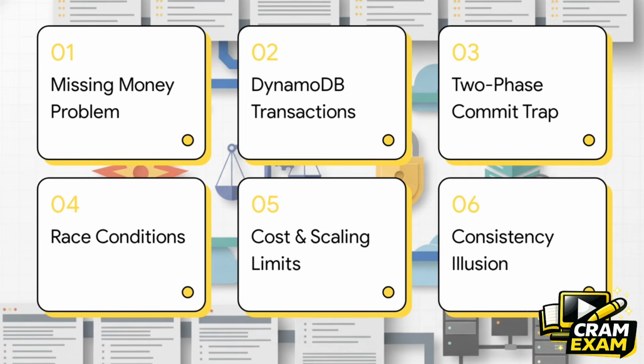Today, we're covering the missing money problem, DynamoDB transactions, the two-phase commit trap, race conditions, cost and scaling limits, and the consistency illusion. Let me show you how to actually fix this and why even the fix can fail if you don't understand how it works under the hood.